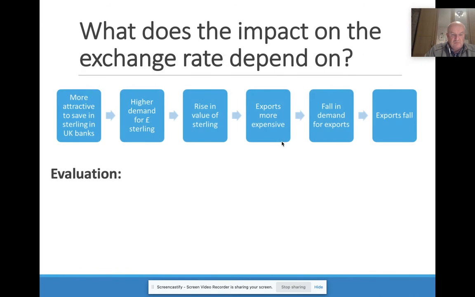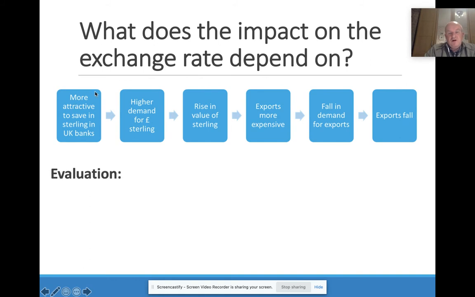Okay, so the next thing then is to look at the way in which interest rates and exchange rates are inextricably linked. If we take this scenario, how is the value of the currency linked to interest rates? Well, let's think about this then.